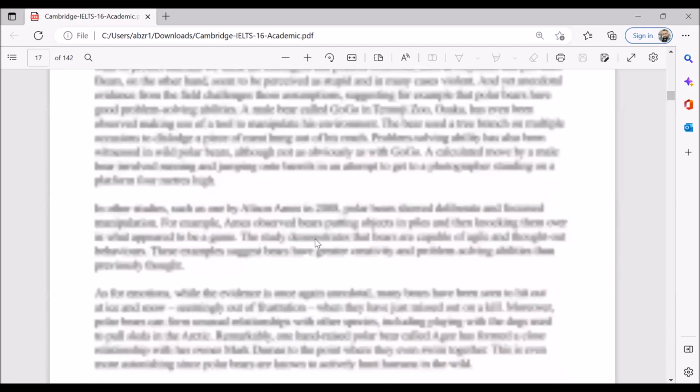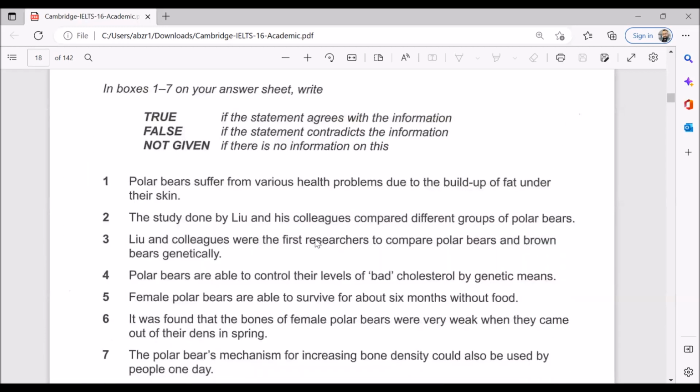Moving on to question number 3. Now they are saying in question number 3, Liu and colleagues were the first researchers to compare polar bears and brown bears genetically. Okay, the first researcher, that's important, because now you can see to compare polar bears and brown bears genetically. This is given there. They are not comparing the different groups of the polar bear. In fact, they are comparing polar bears with the brown bears. But are they the first researchers?